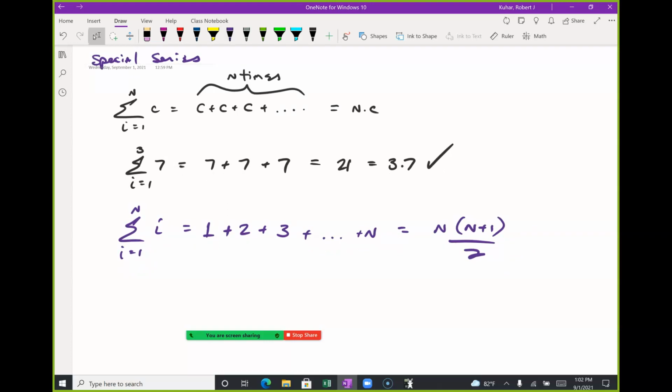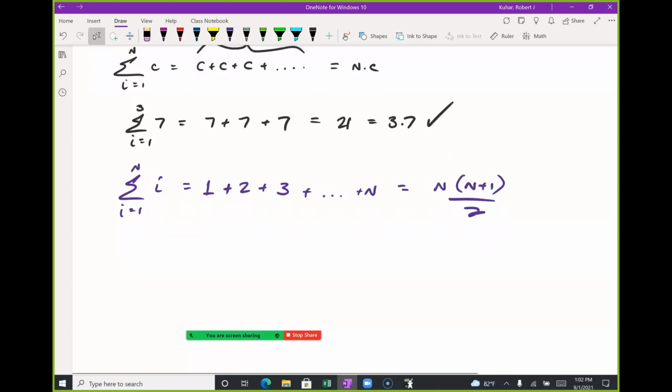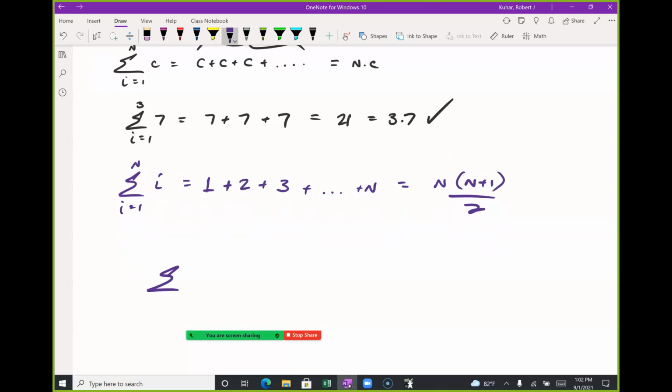This is the first 2, but let me at least show you an example with this one. So the sum from i equals 1 to 5 of i is 1 plus 2 plus 3 plus 4 plus 5. So I'm supposed to stop at the 5th term, right? It tells me where to stop. That top number tells me where to stop, right? The bottom number tells me where to start.